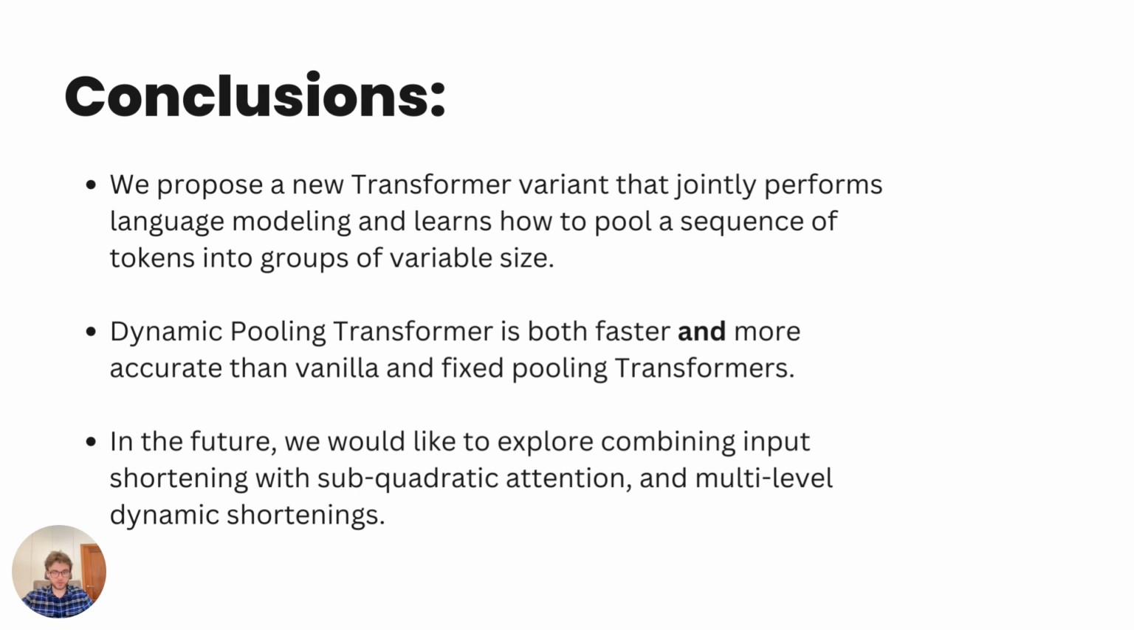So, to conclude, in this paper, we propose a new transformer variant that jointly performs language modeling and learns how to pool a sequence of tokens into groups of variable size. Dynamic pooling transformer is both faster and more accurate than vanilla and fixed pooling transformers. In the future, we would like to explore combining input shortening with subquadratic attention, and also we'd like to test multi-level dynamic shortenings.